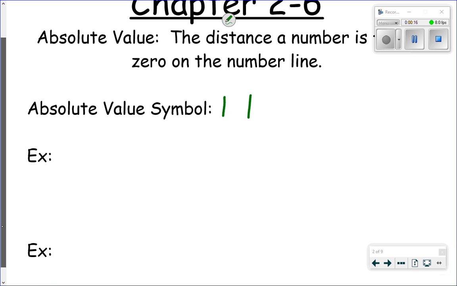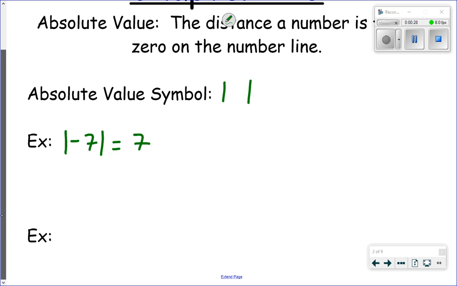For example, if we have the absolute value of -7, we have to think about the distance -7 is from 0. So distance is never measured in negative. So the absolute value of -7 is +7. Same with if we had the absolute value of 8. Well, 8 is 8 spots away from 0, and it's going to be +8.